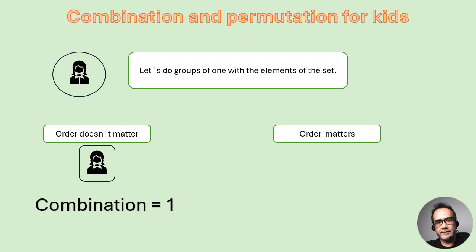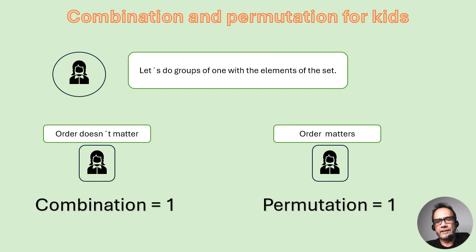If the order matters, we can do only one group too, because there is only one element in the set. And the number of groups, when the order matters, is the permutation. In this case, the permutation is equal to 1. This is the only case in which the combination and permutation values are equal.